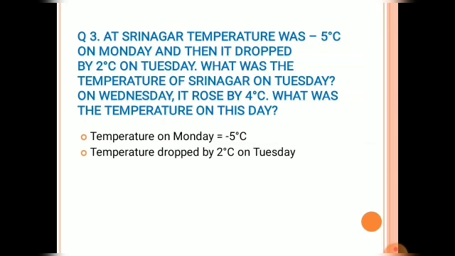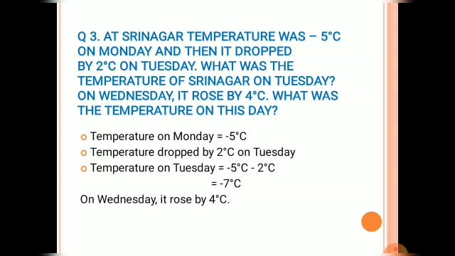Now, dropping means it is going in the negatives. That means it's a negative integer. So, temperature on Tuesday is minus 5 degrees Celsius minus 2 degrees Celsius, which is coming to be minus 7 degrees Celsius. Now we need to find out temperature on Wednesday, and on Wednesday it is rising by 4 degrees Celsius. So rising means addition, it is increasing. So temperature on Wednesday would be minus 7 degrees Celsius plus 4 degrees Celsius.